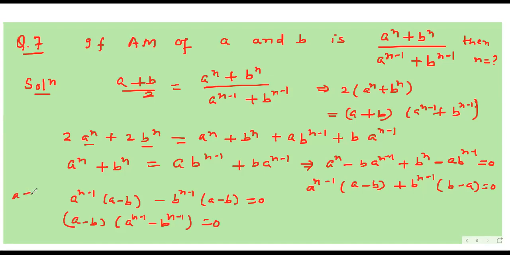a does not equal b, so this term will be 0. a^(n-1) = b^(n-1), which implies (a/b)^(n-1) = 1. So from where we get n - 1 = 0, or n = 1, which is our answer. Now let's consider the next question.